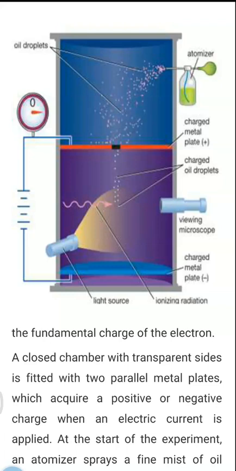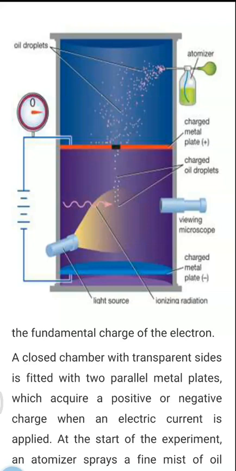Now in the positive plate, which is in red color here, there was a hole. Through that hole, these oil droplets started falling downward. Now the electric field was switched on. When the electric field is switched on, the positive charge plate will be at the upper side and the negative charge plate will be at the lower side. Now there is a side microscope called the viewing microscope. This microscope is just to view the motion of the oil drop.